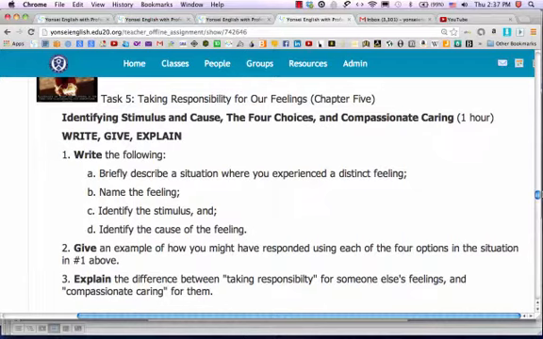And number 3, explain the difference between taking responsibility for someone else's feelings and compassionate caring for them. All right? Feel free to reread Chapter 5 if you're having trouble, and good luck.